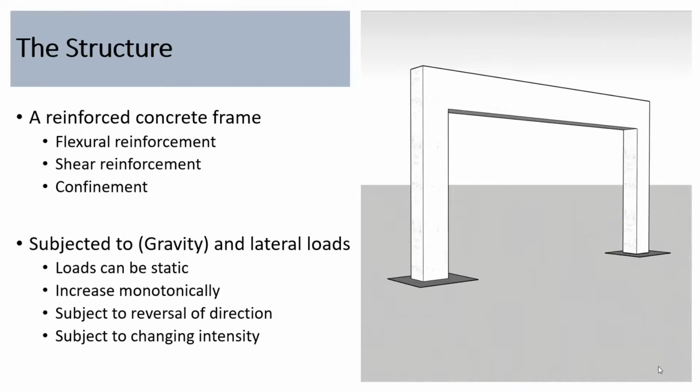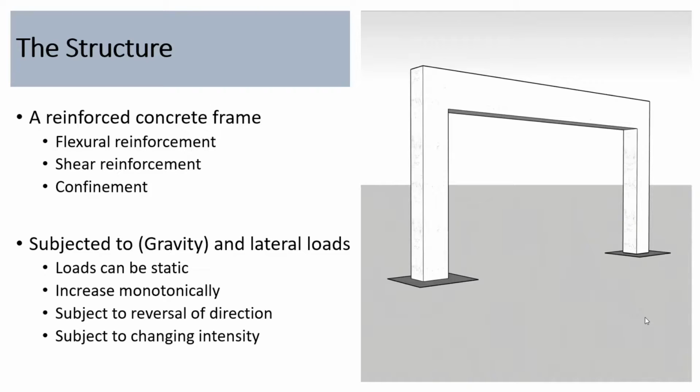The structure itself is a reinforced concrete frame, which may have flexural reinforcement. That means for the column vertical bars and for beam horizontal bars, as well as shear reinforcement and some confinement both in the column and beam. So let's say this is designed to resist earthquakes, and it has been designed properly, or it is to be designed properly. So it will be subjected to gravity loads and lateral loads that could be static, could be increasing monotonically, could be subject to reversal of direction or change in intensity, such as wind and earthquake. So we can represent most typical loads by this assumption.